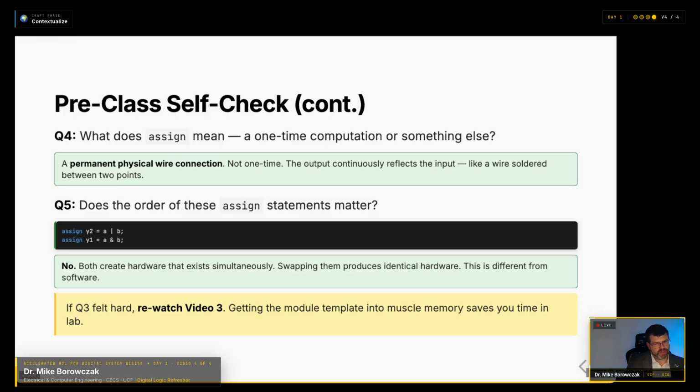So if question 3 was a little difficult, or if any of these were a little difficult, go rewatch video 3. Try to get a sense for designing a module. Look at some of those code examples. Basically get this down so that it is muscle memory, in terms of how you define a module, the ports, and then the things in between, the behavior of it.